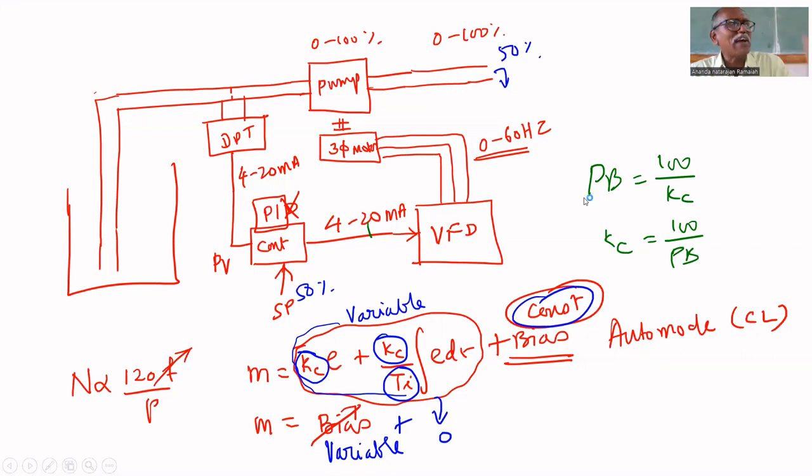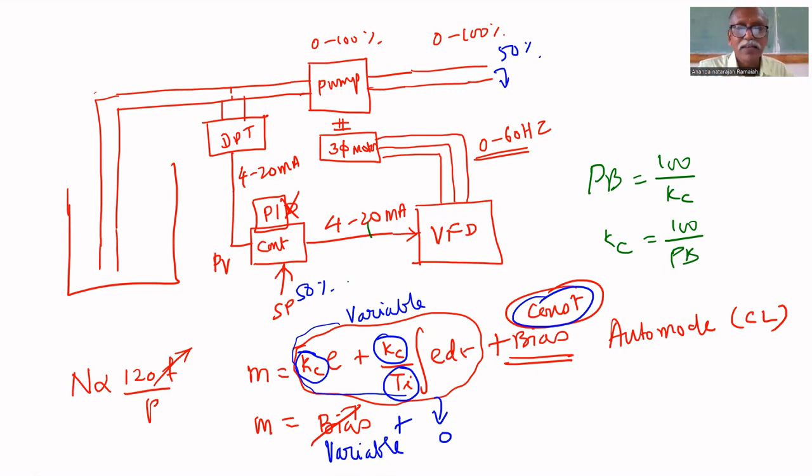So you can enter any value. For minimum gain, you enter 100, 200, 300 like that. If you enter PB equal to 100, Kc equal to what? 1, unity gain. For a small gain, enter 400: 100 by 4, 1 by 4, 0.25 gain. Enter and put P only controller.